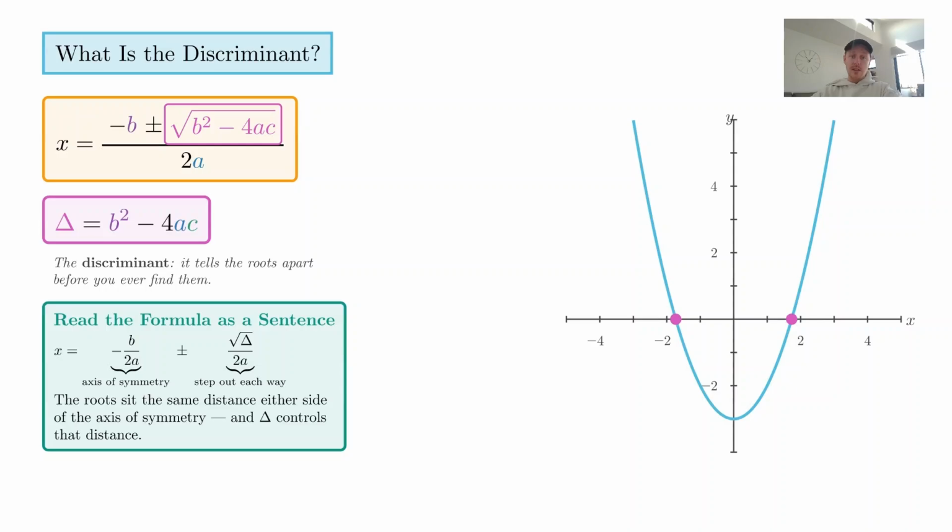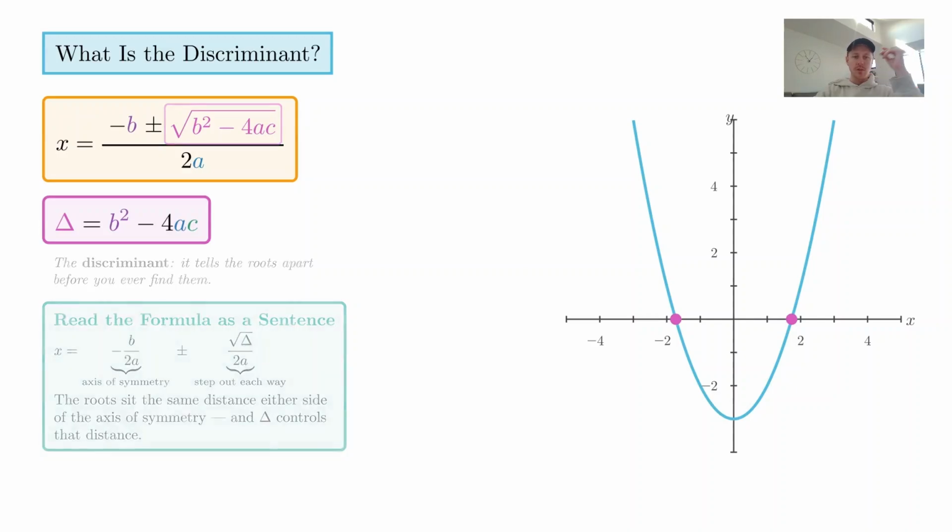And so that negative b on 2a is always going to be our axis of symmetry, and then the plus or minus the square root of the discriminant on 2a takes us to the left and to the right of that axis of symmetry, and it tells us where the x-axis solutions will be. So hopefully, maybe starting to piece it together a little bit.